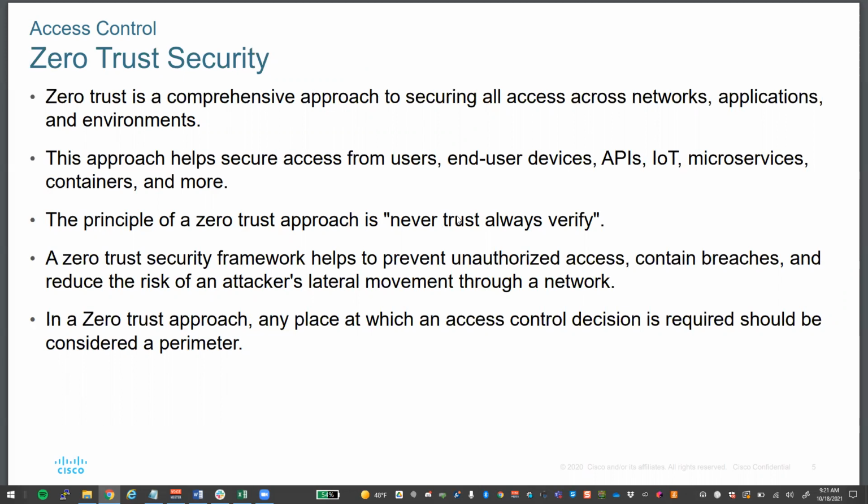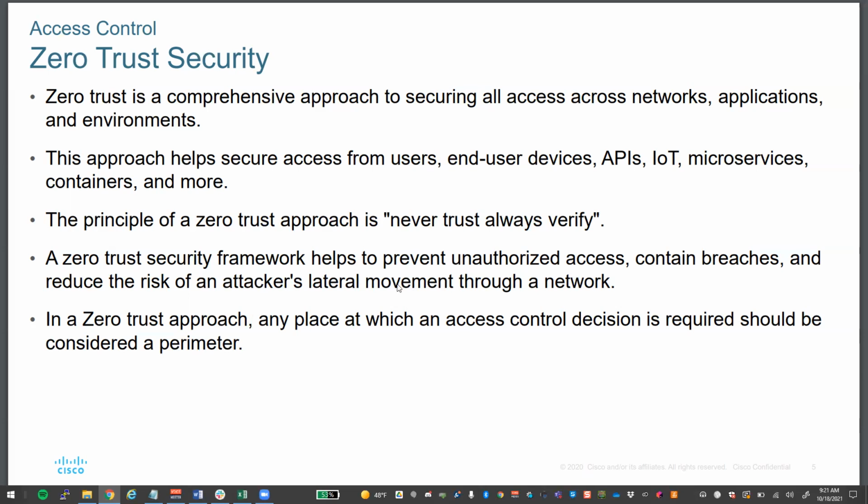What that means is that this framework helps prevent unauthorized access, contain any kind of breaches, and reduce the risk of an attack's lateral movement throughout the network. Any place at which an access control decision is required should be considered a perimeter. The idea is that you lock everything down and then start adding access as to who gets where. This is a much tougher approach than everything's wide open, let's start locking things down.